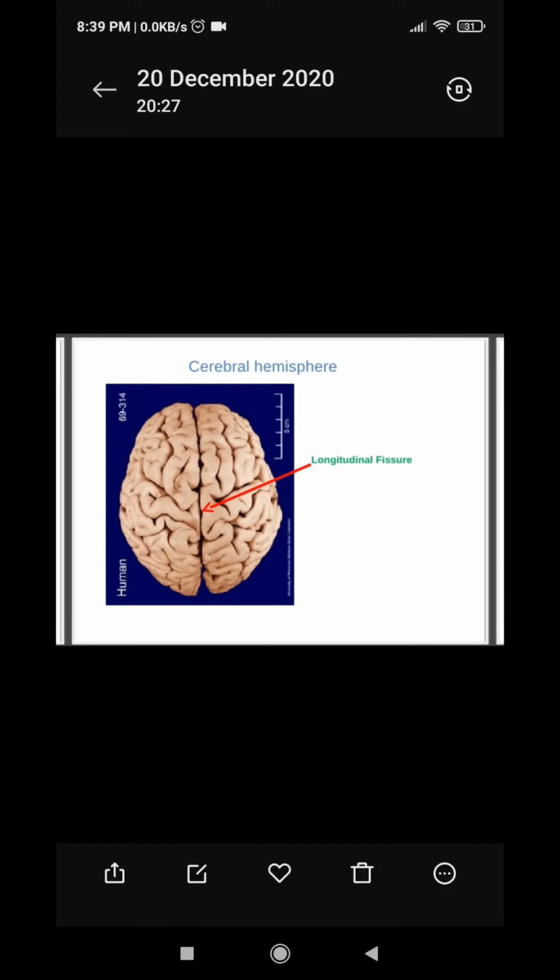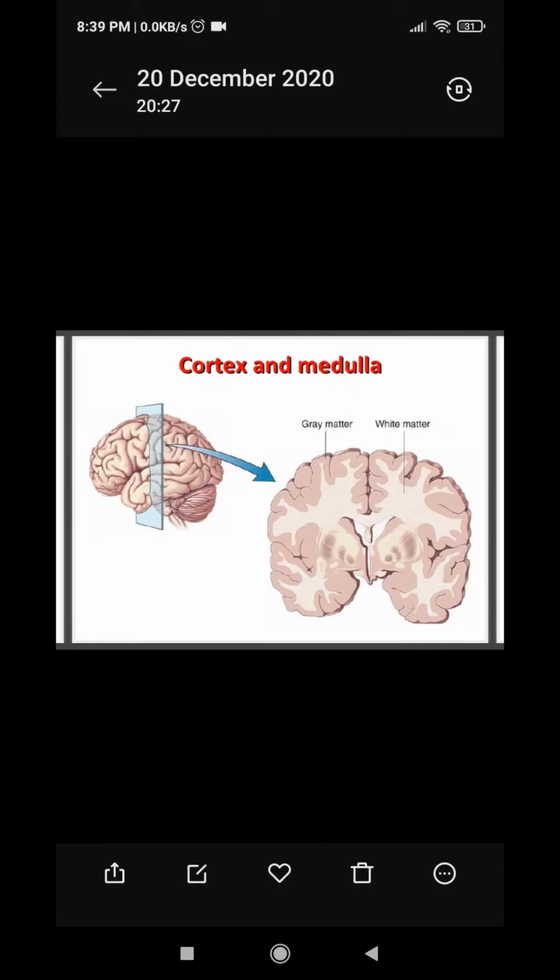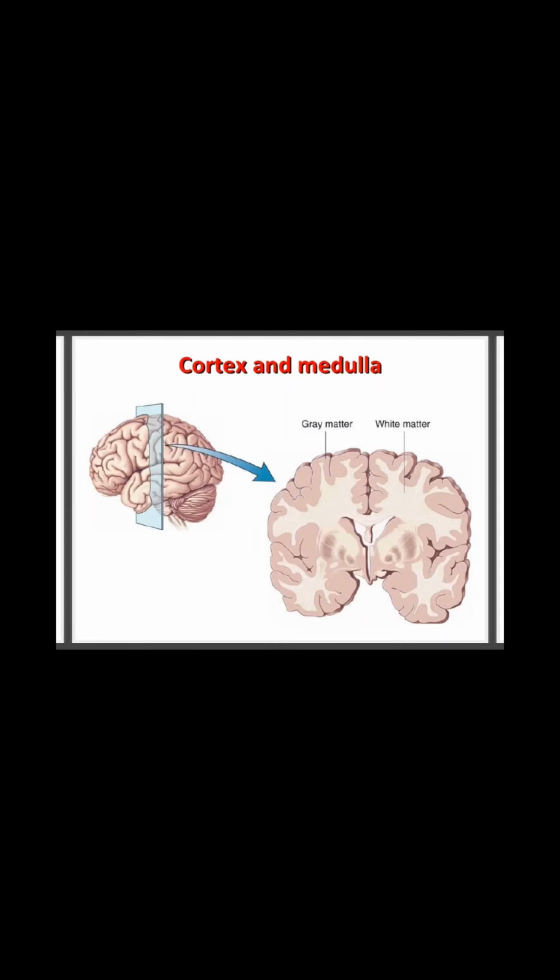You know that the cerebrum consists of two cerebral hemispheres. Each of these hemispheres is covered by a layer of gray matter called the cerebral cortex or pallium. Here you can see that each cerebral hemisphere is covered by a layer of gray matter. This is known as cerebral cortex or pallium.